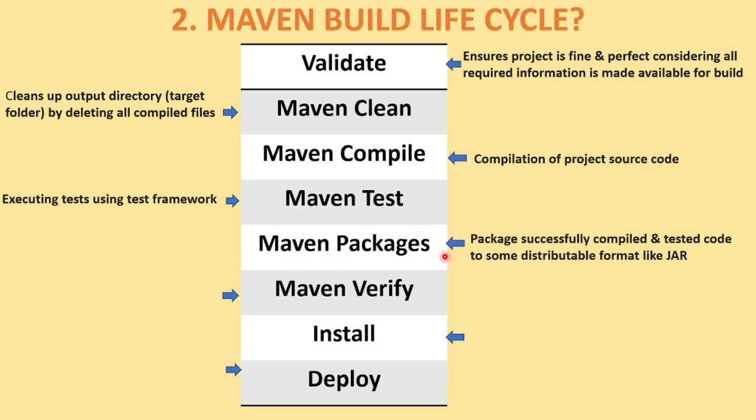Then Maven package. It packages successfully compiled and tested code into a distributable format like jar. Suppose you want to create the jar file of your project. You can use Maven package. Inside your Maven project, there is a Maven package option. When you use this option, your project will be compiled and distributable jar files will be created so that other people can use your jar files for their projects.